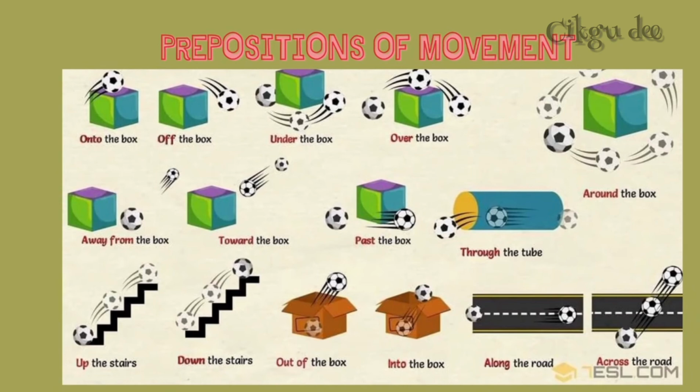Okay, now, can you see that the ball is moving from one place to another place? Look at the first one. Onto the box, off the box, under the box, over the box, away from the box, toward the box, past the box, through the tube, around the box, up the stairs, down the stairs, out of the box, into the box, along the road, across the road.